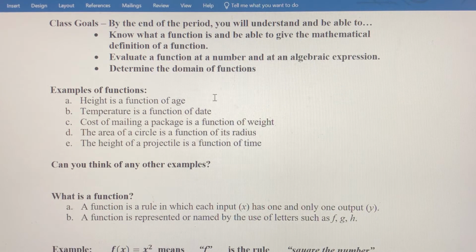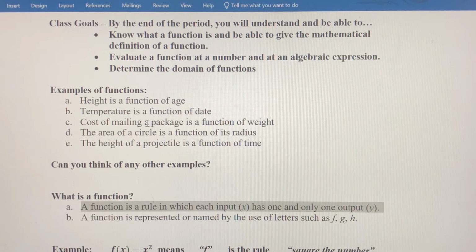And one way we can think about this in terms of the definition of a function is a rule in which each input has one and only one output, okay? So the input here is age. You know, I can't have, like today, whatever today's date, I can't have two different heights. I can only have one height, all right?